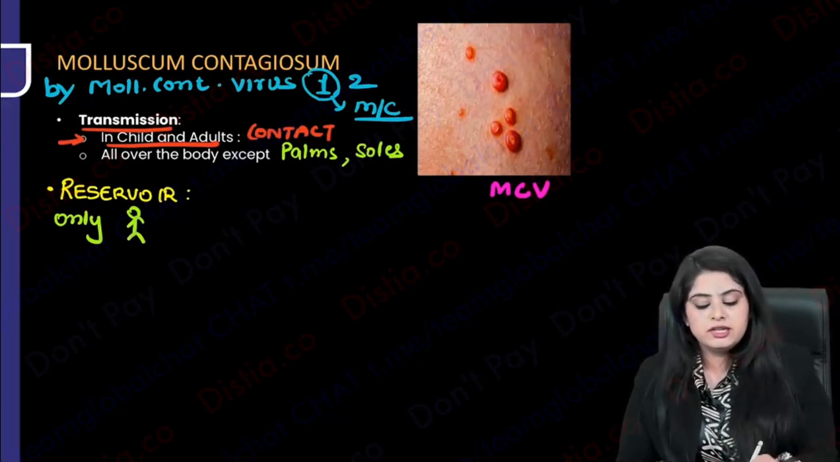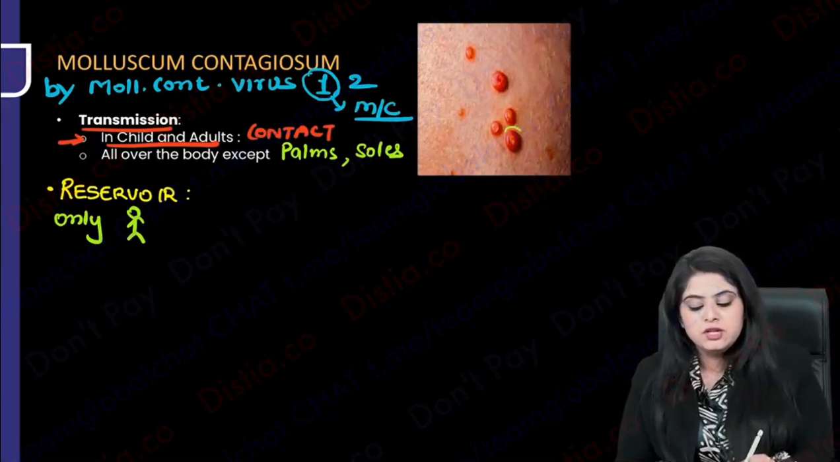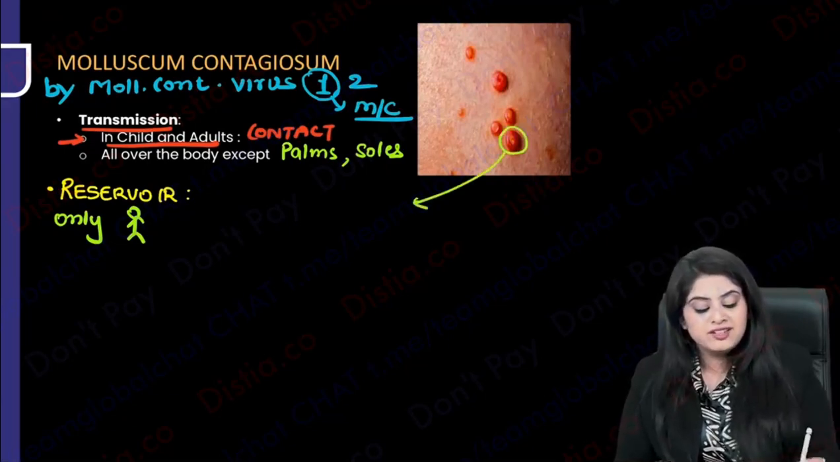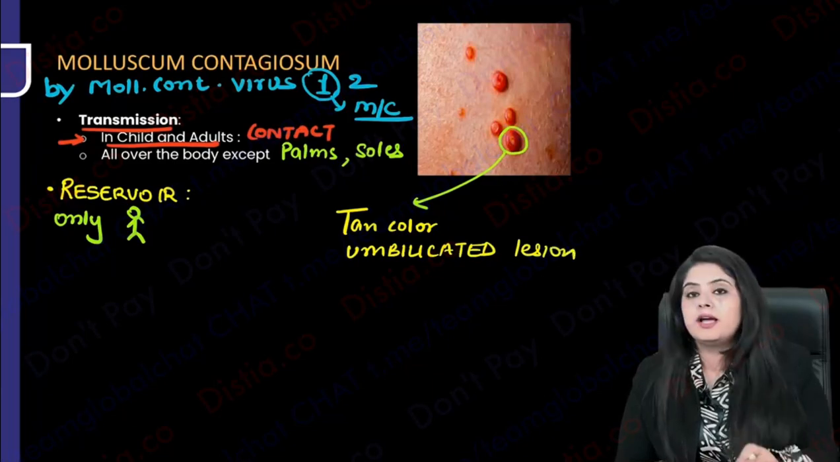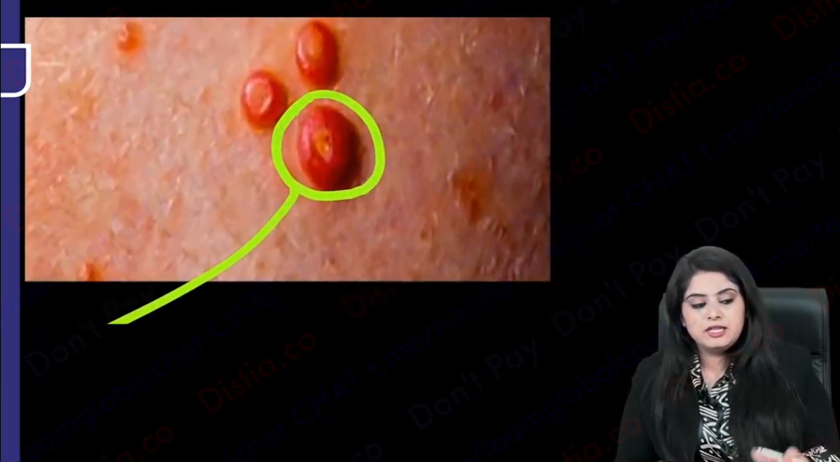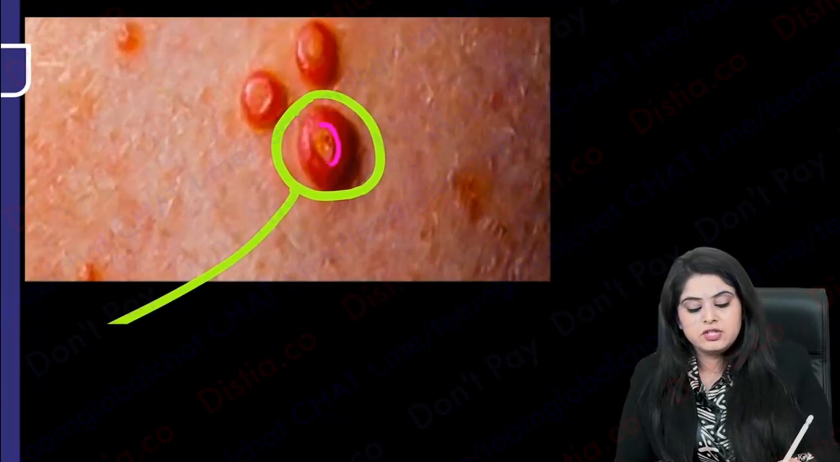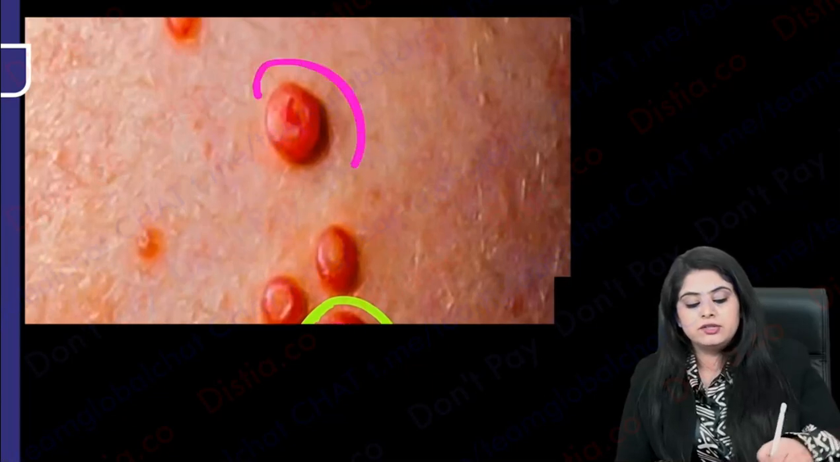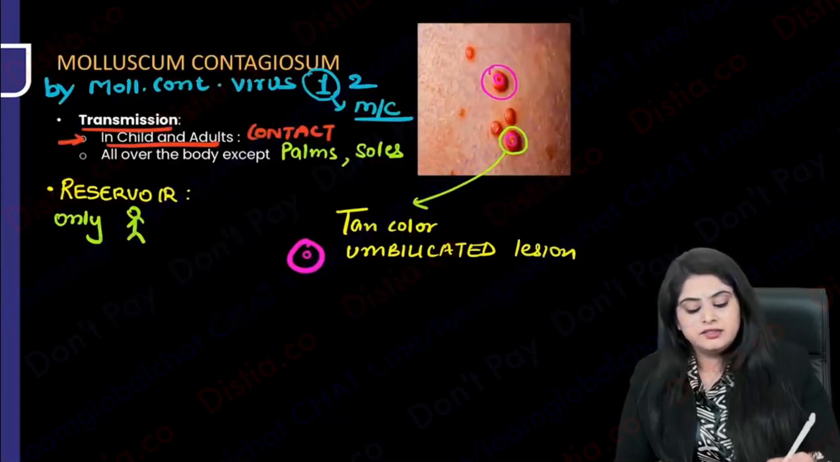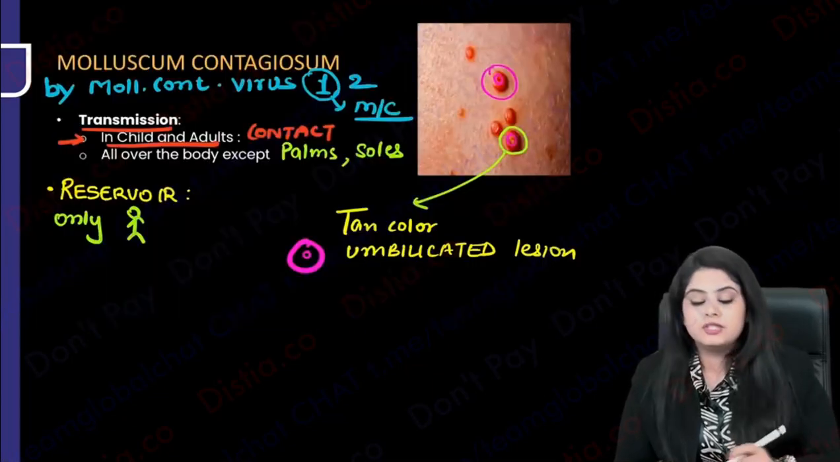What is this lesion that I'm seeing over here? Beautiful lesion. Beautiful for us, not for the patient. So this is a tan-colored umbilicated lesion. This word is very important. This is a tan-colored umbilicated lesion. What do I mean by umbilicated? If you look very carefully, do you notice there is a depression in the center? A depression, a crater in the center. Look here also, there is a depression or a crater in the center. So that is an umbilicated lesion that you have.